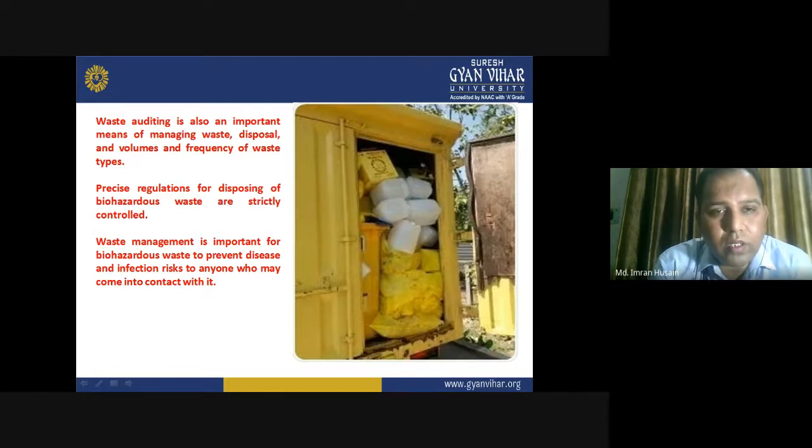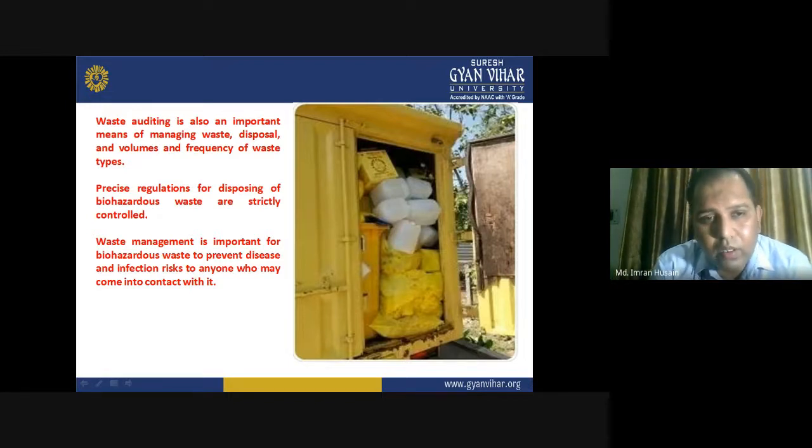Precise regulations for disposing of biohazardous waste are strictly controlled. Every time they are strictly controlled, and the rules are to be followed properly. No carelessness or any other such thing is entertained.